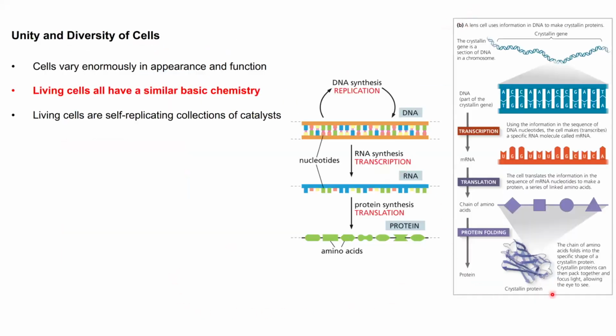And on the right-hand side, it's from the textbook. They're essentially showing you the flow of information in an organism. And on the left-hand side, it's roughly the same thing, just depicted in a different way. Where you have replication. That's replication of the DNA. And then you go from DNA to RNA. That process is called transcription. And then from RNA to protein.